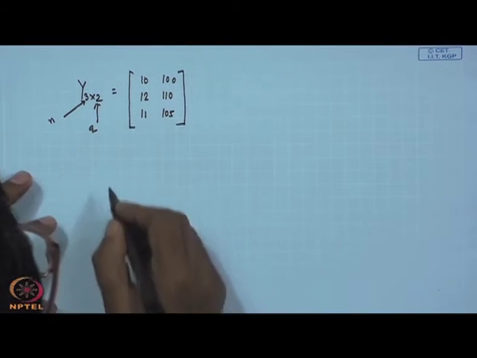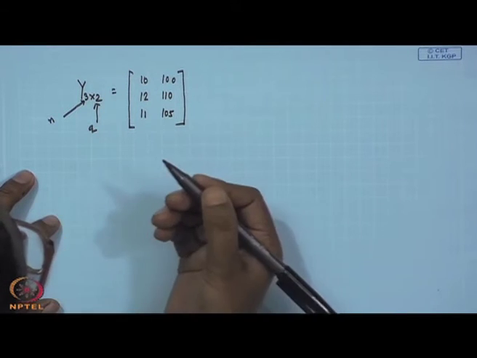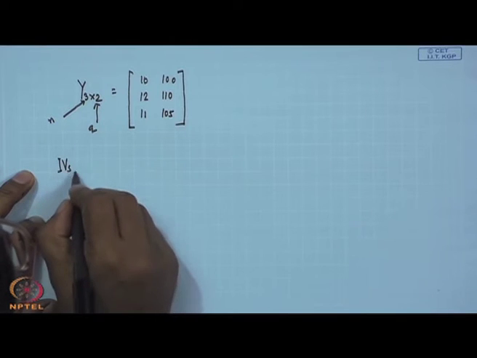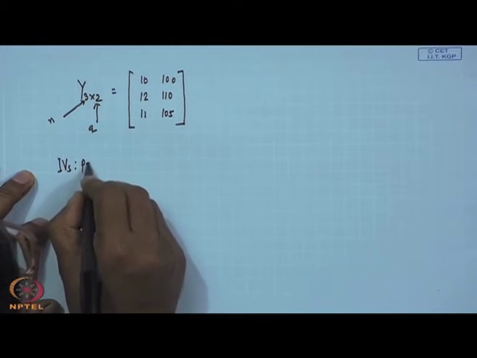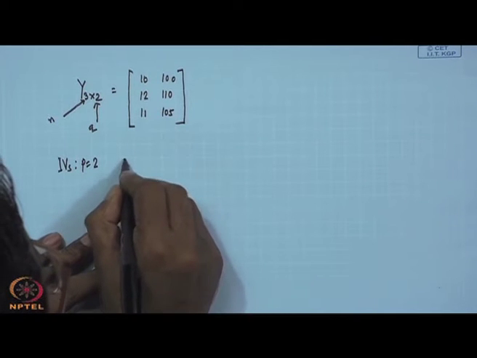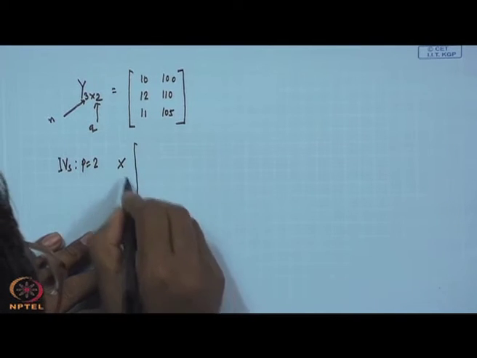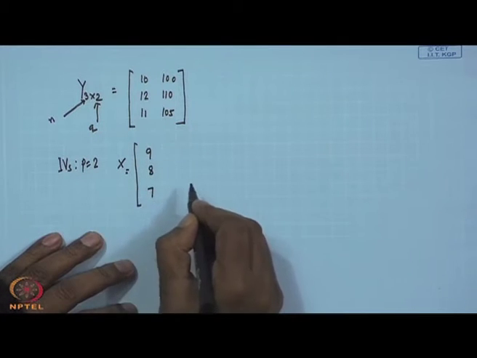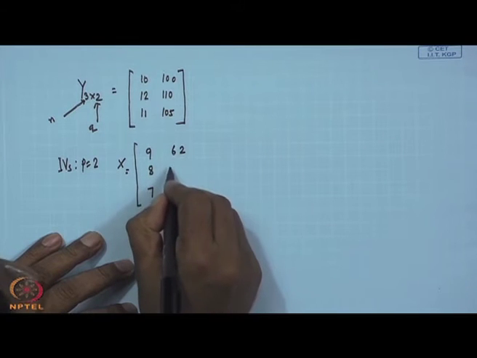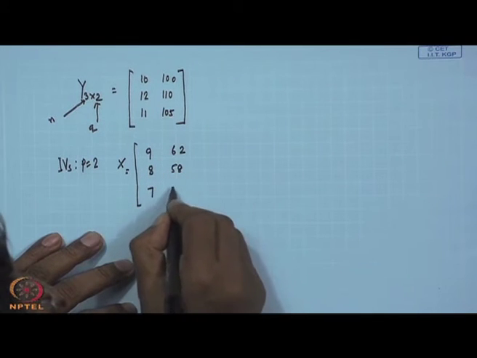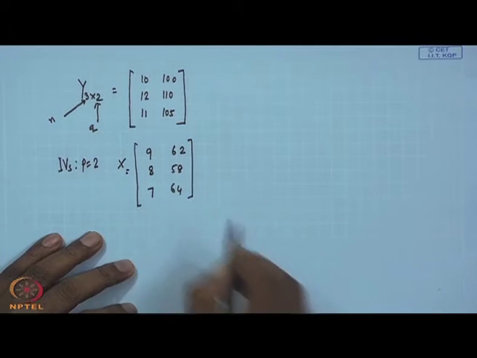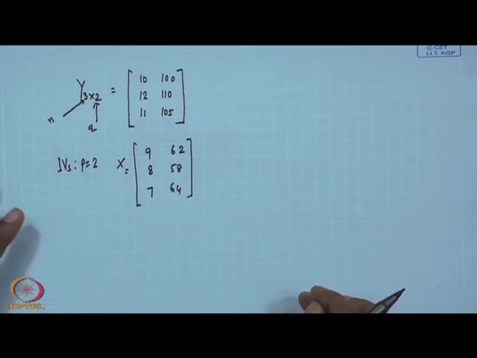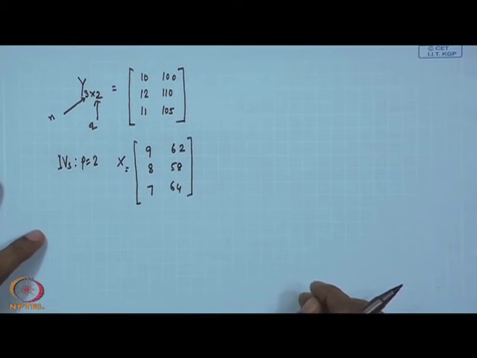So let us consider two independent variables also, so I can say that p equal to 2. In that case the data matrix may be like this, where 9, 8, 7, 62, 58 and 64. These are nothing but the first 3 observations for the CTCAN example we have given earlier.